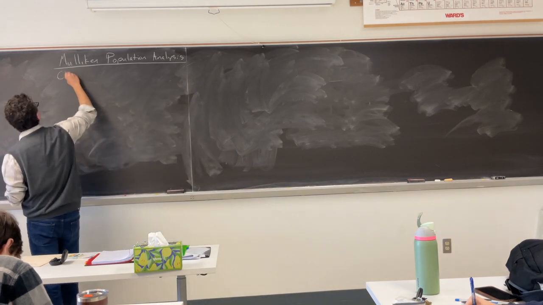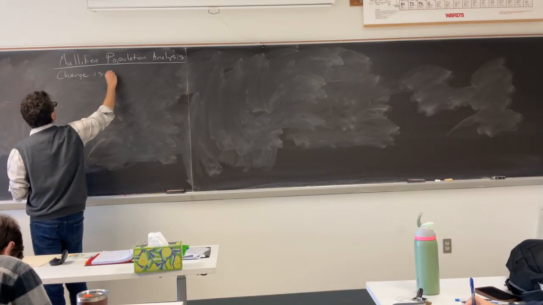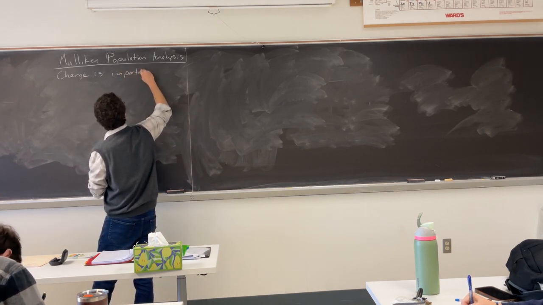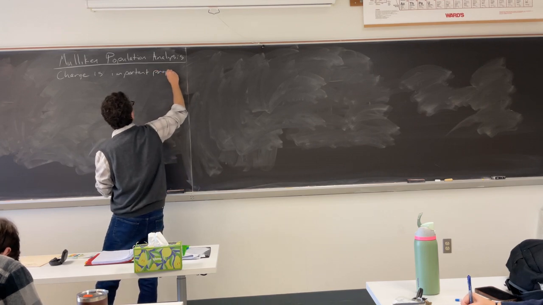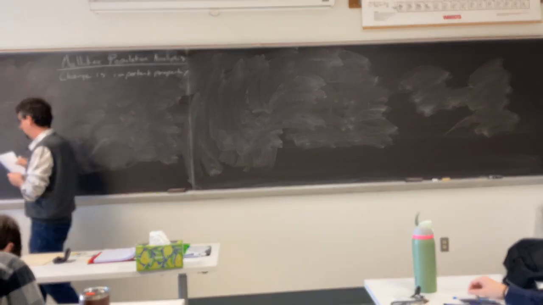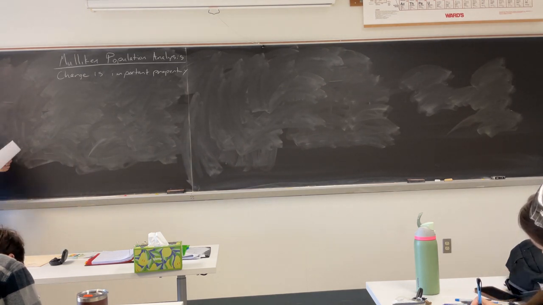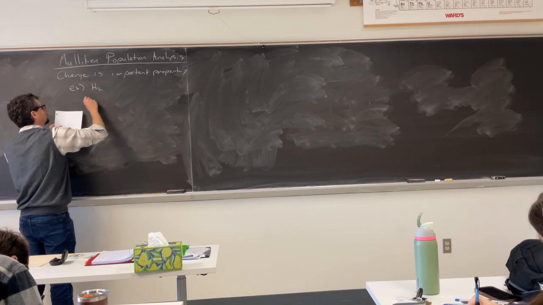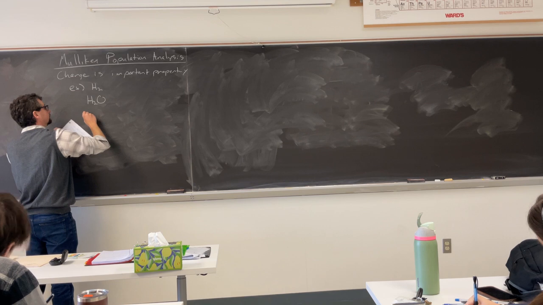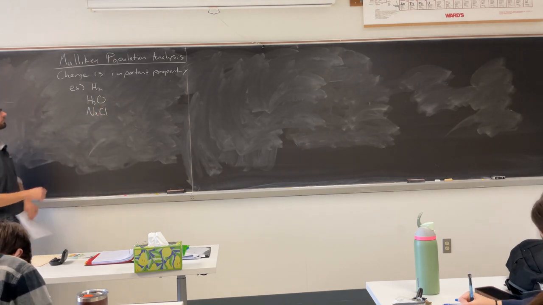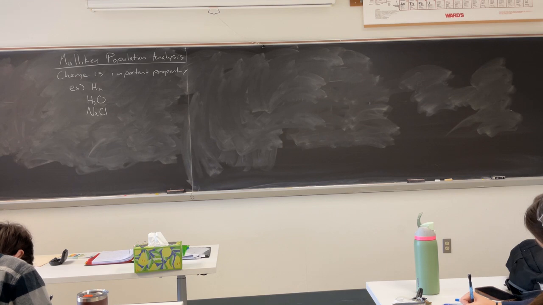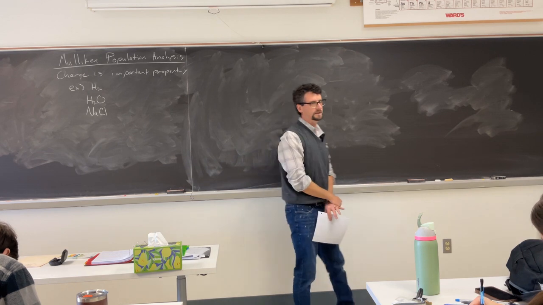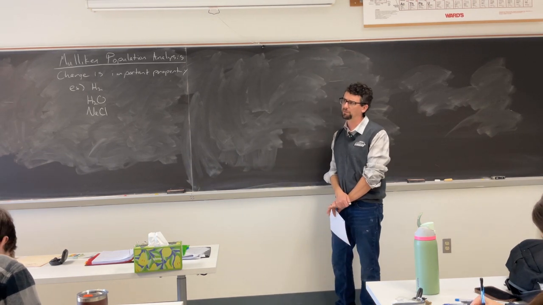So charge is an important property. And it really helps us understand bonding. So let's look at an example. So we have 3 molecules up on the board. How would you describe their bonding?